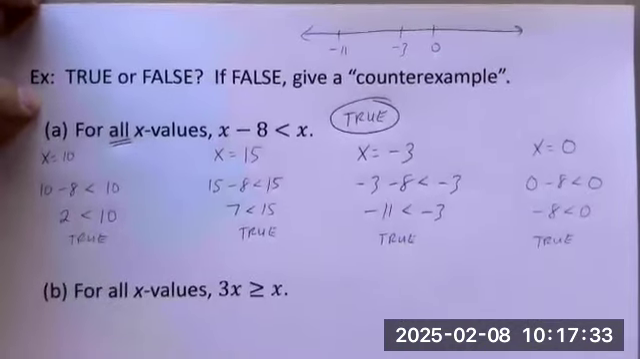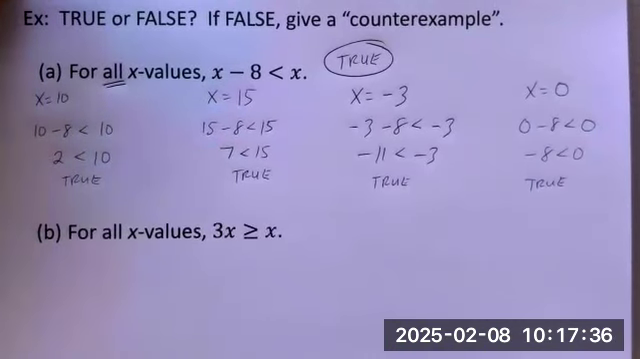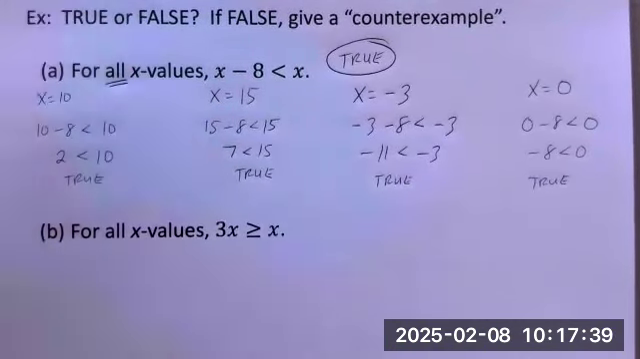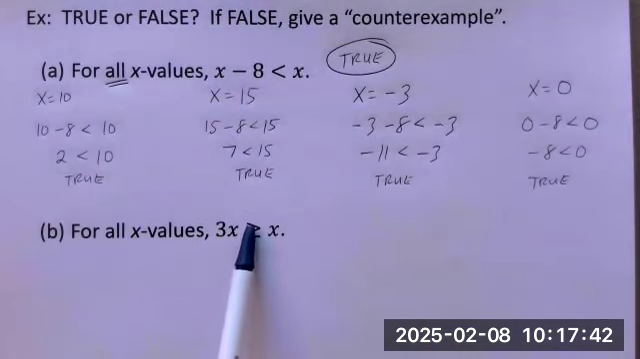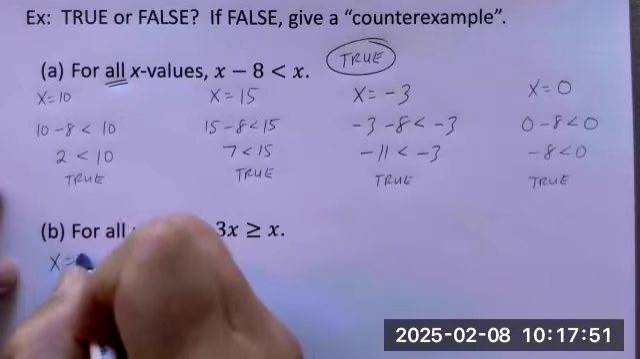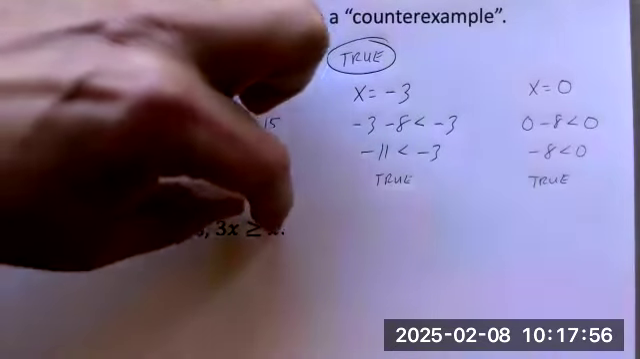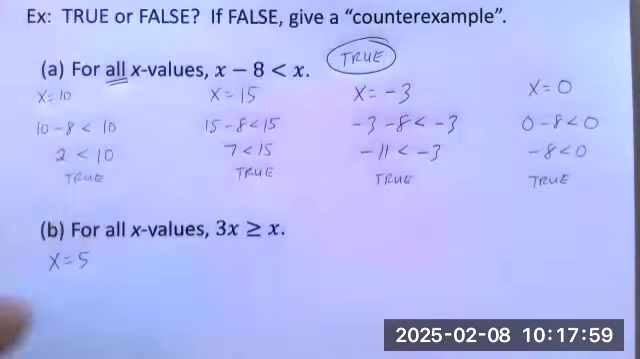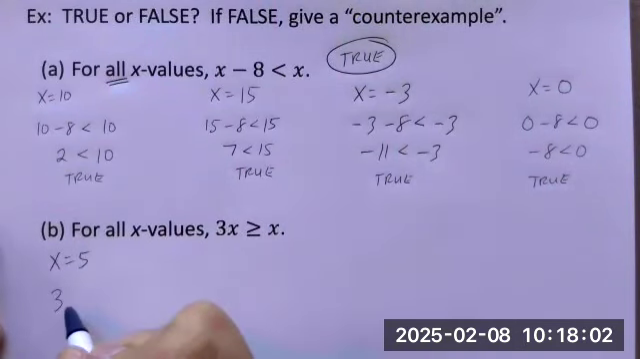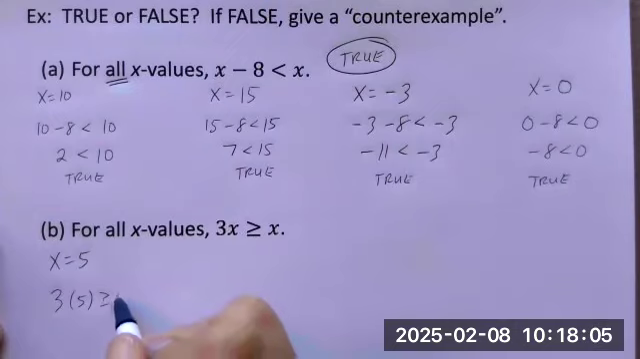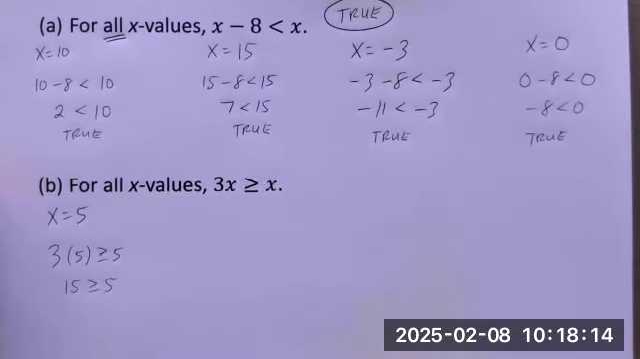Next example. So still true or false. Okay, remember if it's false, we're supposed to come up with a counterexample. For all x values, 3 times x is greater than or equal to x. Start randomly picking x values. I'm going to say x equals 5. I had no reason for 5 specifically. I just picked a random number. That means I'm going to put 5 in those two spots right there where you see the x. So this would be 3 times 5 greater than or equal to 5. I believe that's true. That says 15 is greater than or equal to 5, which it definitely is.